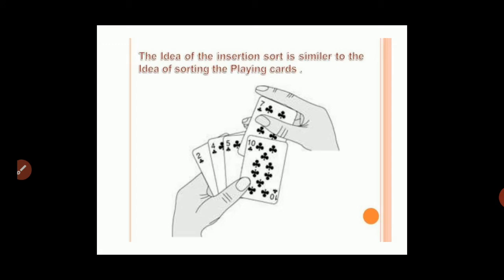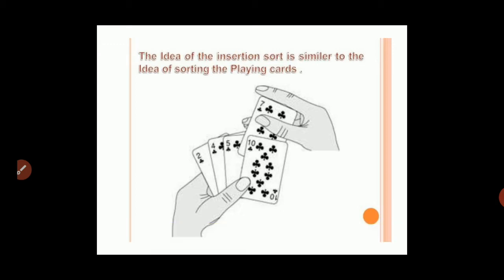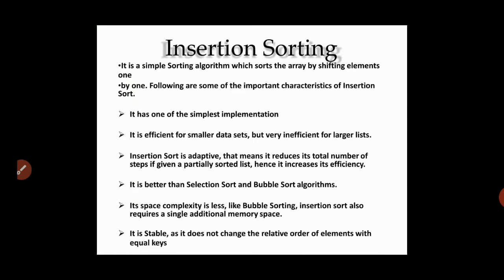Okay, so after introducing this, we will think about where this idea comes from. If you know about playing cards, this idea is similar to sorting playing cards. If we have some playing cards at random and take them in hand, then we take a card and insert it at the desired place, that means at the correct position. So the idea of insertion sort is similar to the idea of sorting playing cards.